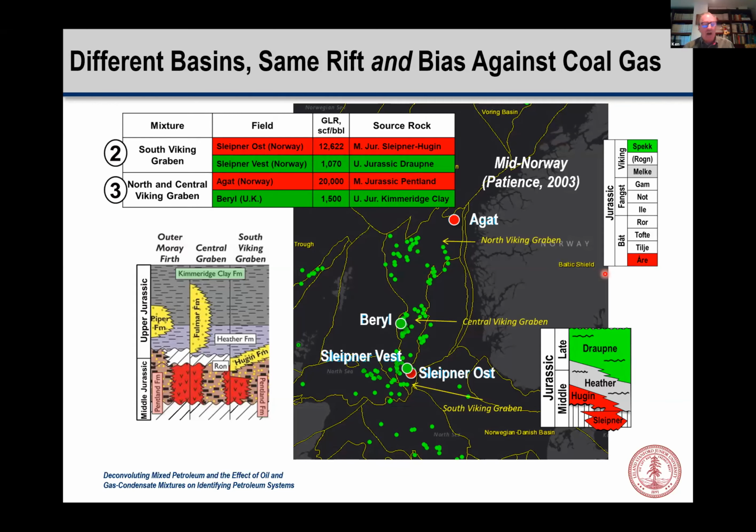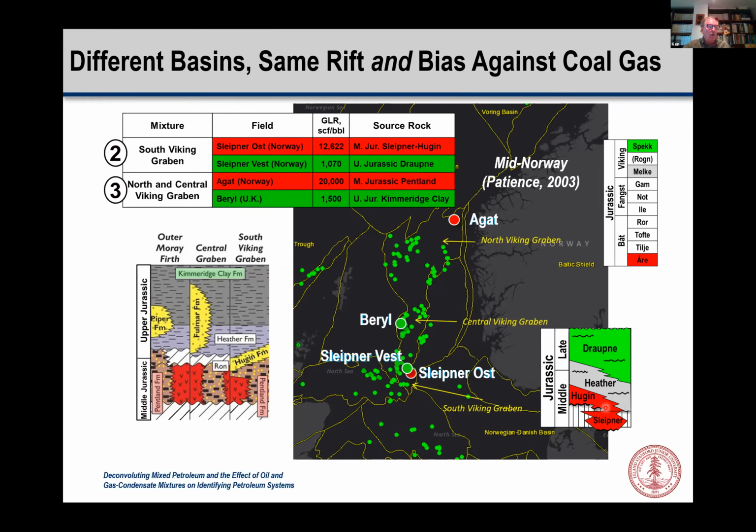Now, in all fairness to Patience, his comments were made about mid-Norway here. Remember, he said, where did all the coal gas go? Well, yeah, they're different basins. This is a little bit different basin up here in mid-Norway, but we're basically dealing with the same rift and that same bias against the coal gas. So for family 2 here, we have the oily end member, the gassy end member, and that's the South Viking Graben down here. And those are the end members that we mix mathematically.